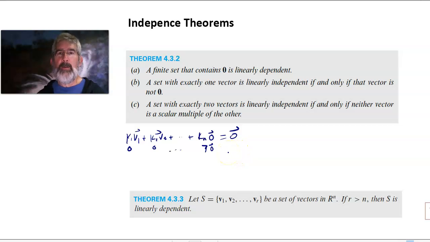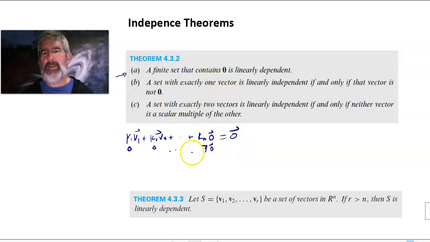I would have a linear combination that adds up to the zero vector where not all of the coefficients are 0. Some of them are, but not all of them, because the coefficient in front of the zero vector here is something other than 0, but that doesn't matter because when you multiply by the zero vector, it'll be 0 and it all adds up to 0. So this definitely is the case. If your set contains a zero vector, it is linearly dependent, not independent.